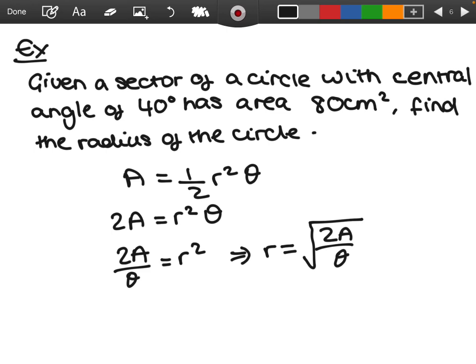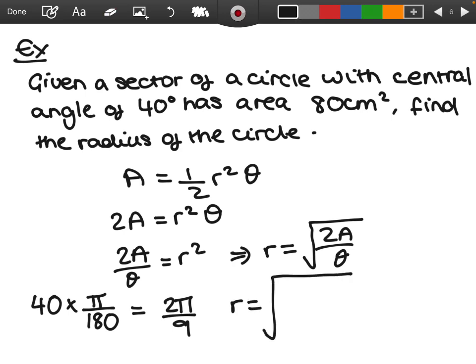Now, we've been given theta in terms of degrees. Remember, we have to put it in terms of radians. So the first thing I have to do is multiply it by pi over 180, which would give me 2 pi over 9. Now I can use this theta of 2 pi over 9 in my formula. So r is equal to the square root of 2 times 80, which is 160, over 2 pi over 9, which is approximately 15.14 centimetres.